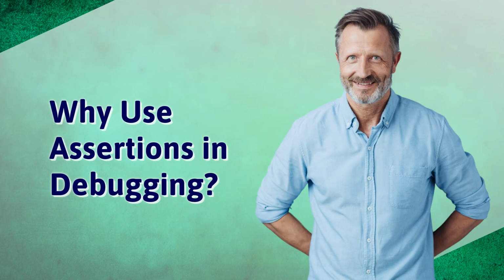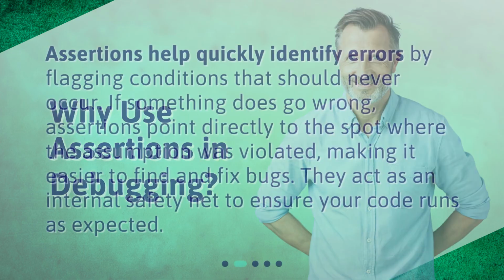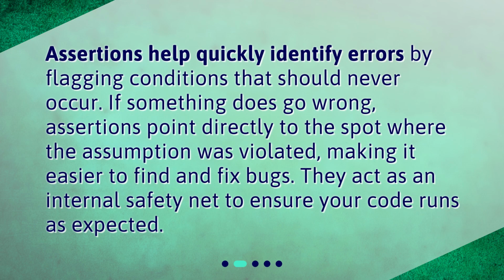Why use assertions in debugging? Assertions help quickly identify errors by flagging conditions that should never occur. If something does go wrong, assertions point directly to the spot where the assumption was violated, making it easier to find and fix bugs. They act as an internal safety net to ensure your code runs as expected.